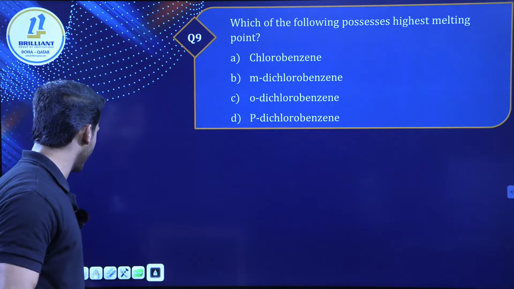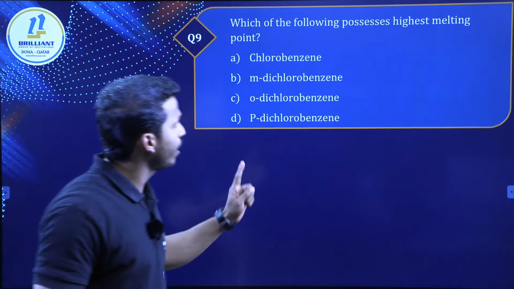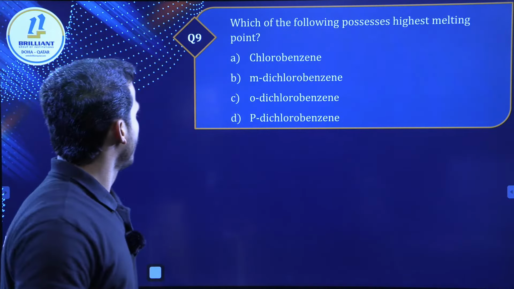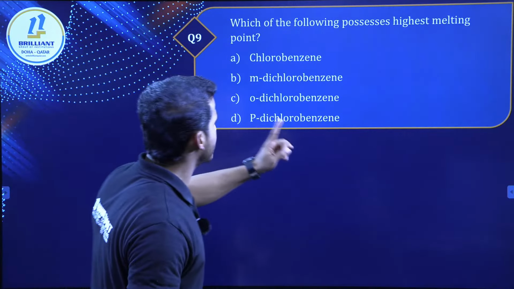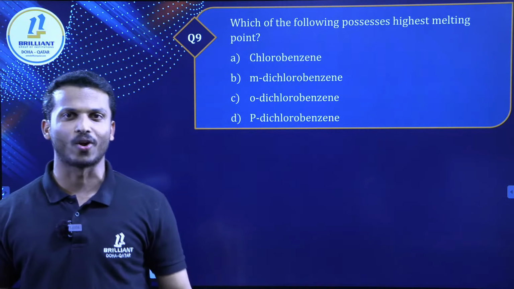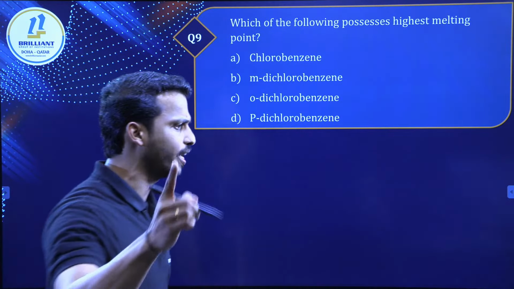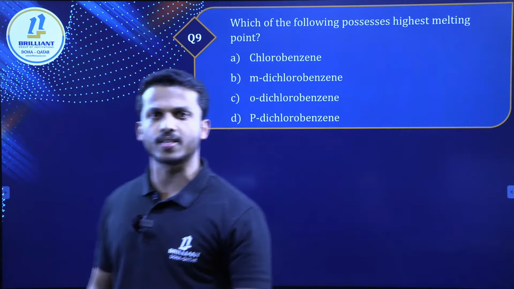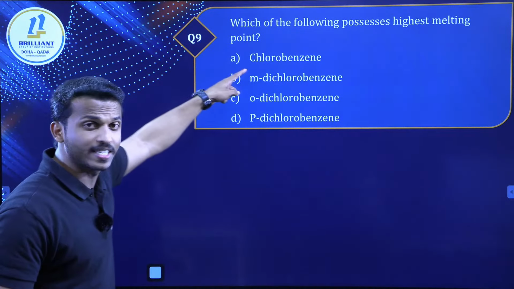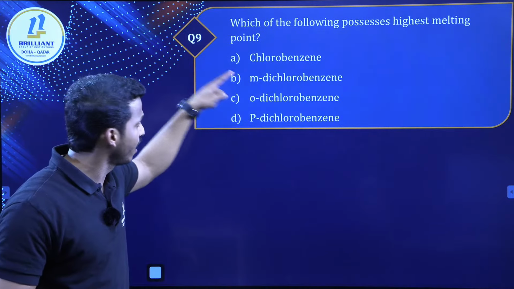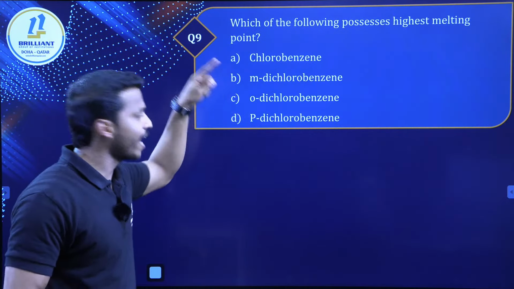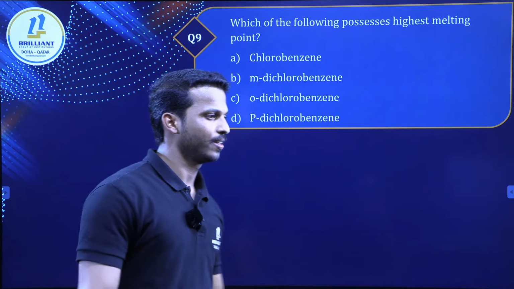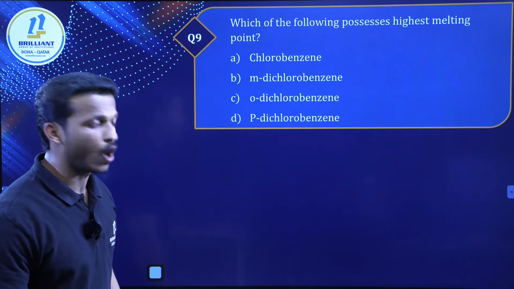Question number 9 is ready. Which of the following possess highest melting point? Tell me, dear all, which one having highest melting point? Chlorobenzene, metadichlorobenzene, orthodichlorobenzene, paradichlorobenzene. Which one having greatest melting point? Very good. That is option D.